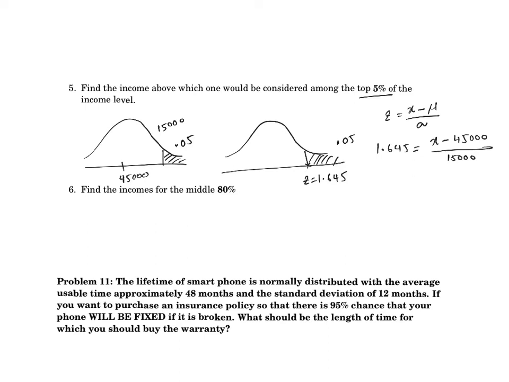Now find the income for the middle 80%. I will just give you a hint. The middle is 80%, and the total area under the curve is 100%. You know the left is a mirror image of the right, so if the middle is 80%, the outside parts must be 20% together. However, they are mirror images, so the right side is going to be 10%, or 0.10, and the left side is going to be 10%, which is 0.10.